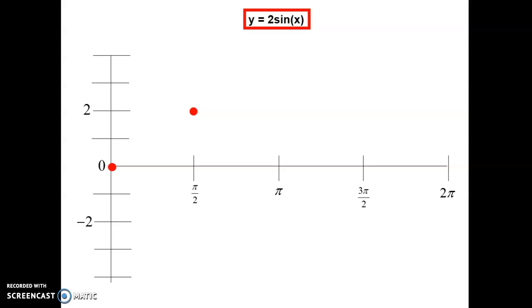Okay, then the next point is usually for sine at 0 again. Then the next point is at -1, but we're going to multiply that by 2, which gives you -2. And lastly, 0 times 2 is 0. So this is your 2 sine of x. Okay. Let's look at the next one.